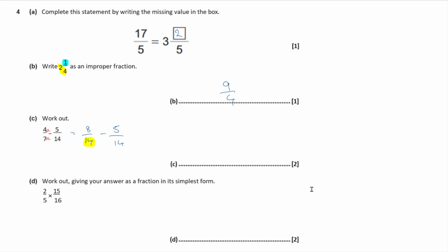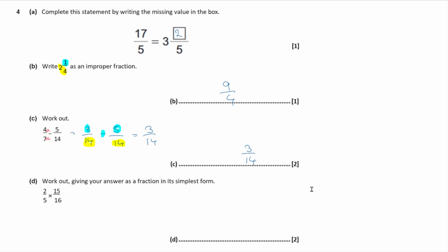So these 2 numbers are the same. So that means I can go ahead and subtract. So I've got 8 subtract 5, and that's going to give me 3 then. So it's going to be 3/14. Does that cancel down? Nope. 3's prime, it doesn't divide. Then D, work out, giving your answer as a fraction in its simplest form, 2/5 times 15/16.